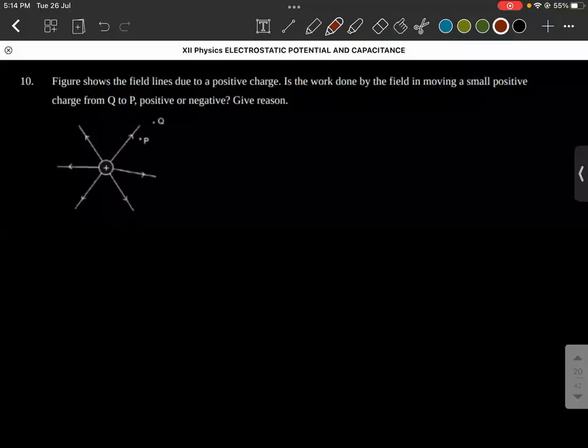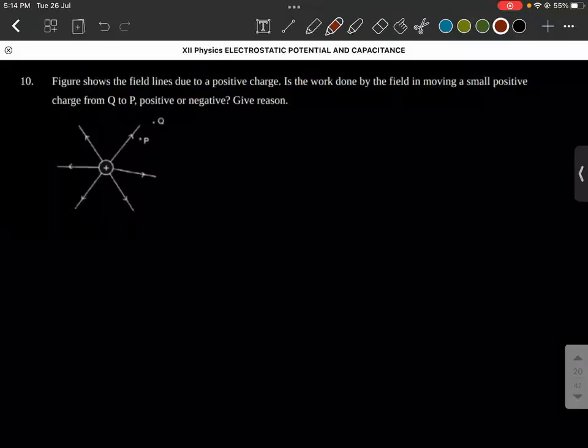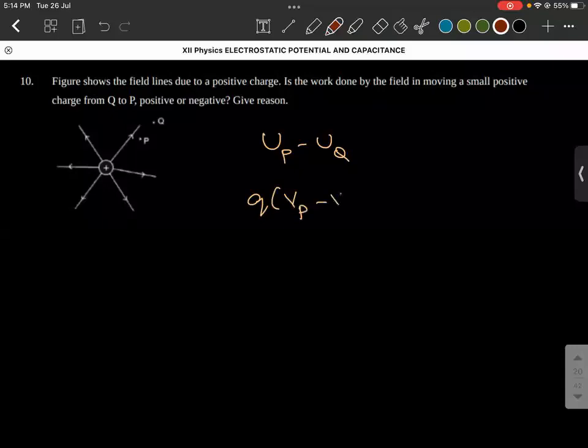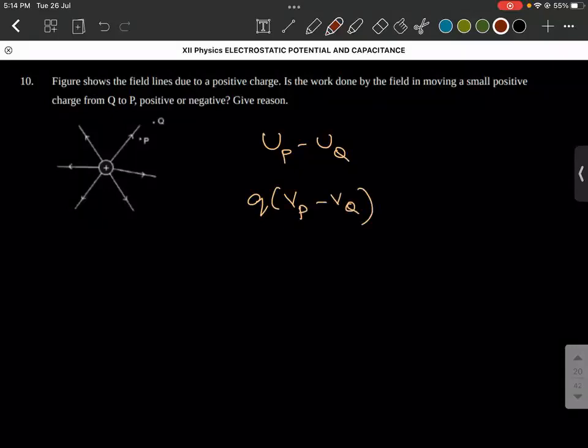But generally when you talk about work done, it will get stored in the form of potential energy, right? So work done when the charge moves from Q to P, can I write it as UP minus UQ? Right? UP minus UQ. Now, can I write it as Q into VP minus VQ? And what is the direction of electric field? It is always in the direction of decreasing potential. So which one are we having greater potential?